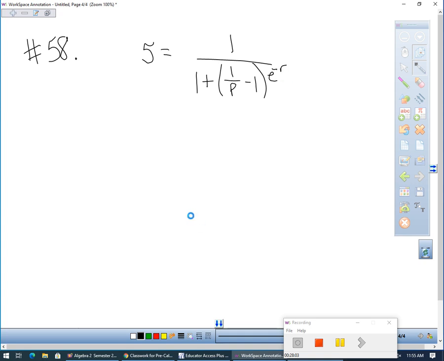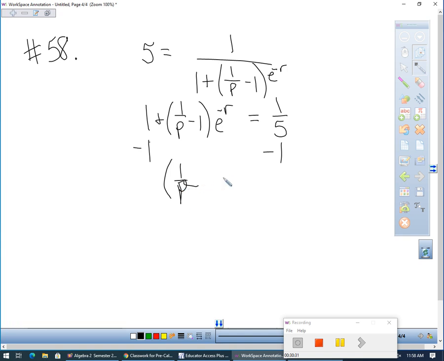Now let's go ahead and simplify this a little bit. We've talked how we can multiply this to this side and drop 5 to that side. So we can rewrite this as 1 plus 1 over p minus 1 e to the negative r equals 1/5. Alright, so I'm going to subtract 1 from both sides, which gives me 1 over p minus 1 times e to the negative r equals negative 4 over 5.